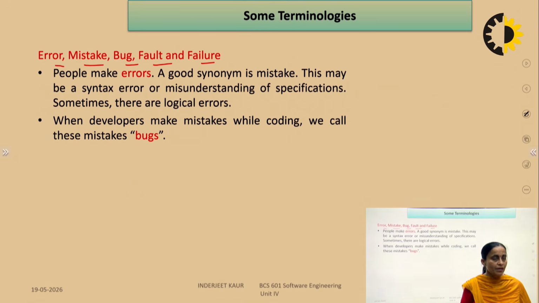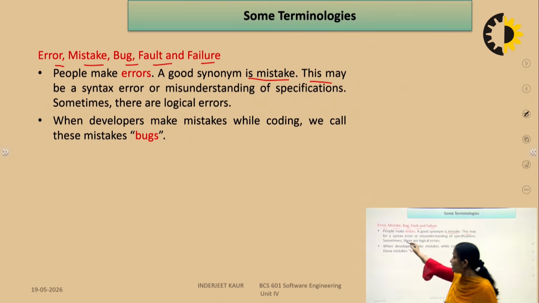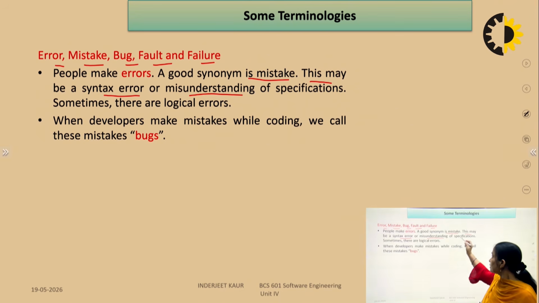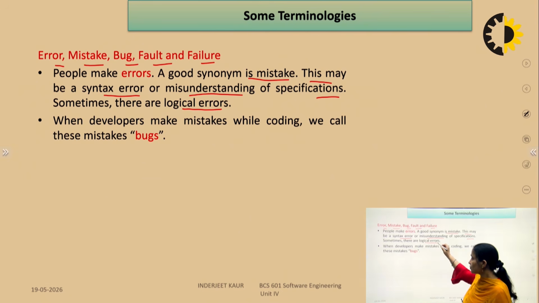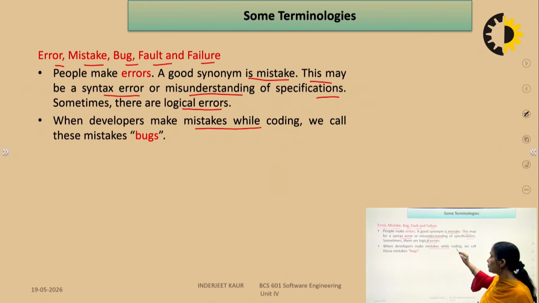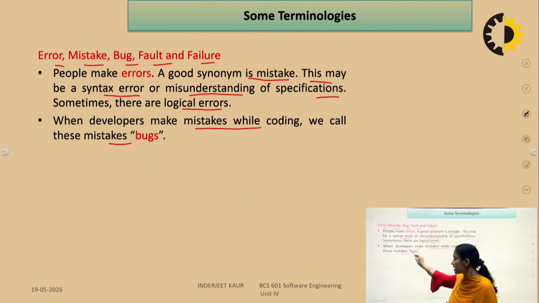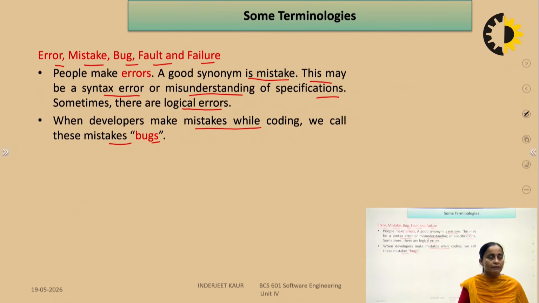People, as human beings, make errors. So the synonym for error is mistake. That is a very good synonym for making an error. I will say that I have committed this mistake, please pardon me, right? There may be a syntactical error if I am writing a program, or a misunderstanding of specifications if I am talking about SRS terms, software terms. Sometimes there may be logical errors. So when the developer makes mistakes while doing the coding, we will say that these mistakes are bugs. So now it is very clear what is error, what is mistake, and what is bug.